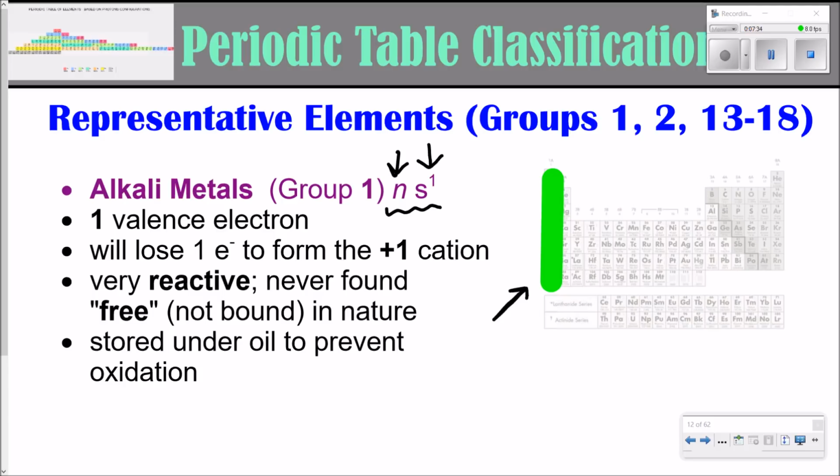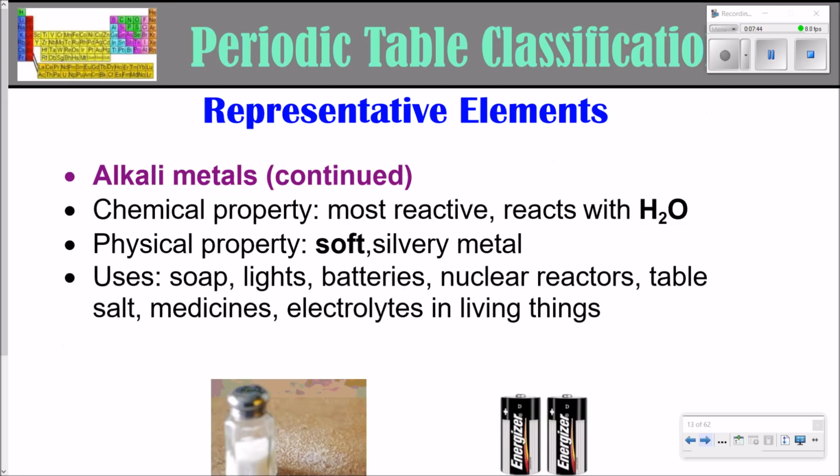They're extremely reactive. They're never found free, or not bound, in nature. They have to be bound with something else in nature. And generally, they're stored under oil to prevent oxidation. Alkali metals are extremely reactive. They react with H2O. They are soft and silvery, and they're used in soap, lights, and batteries, among other things.